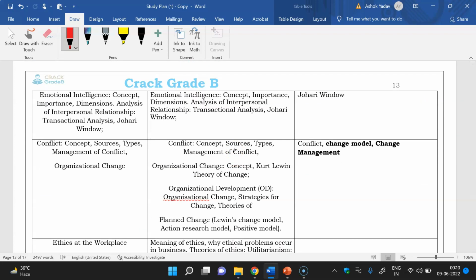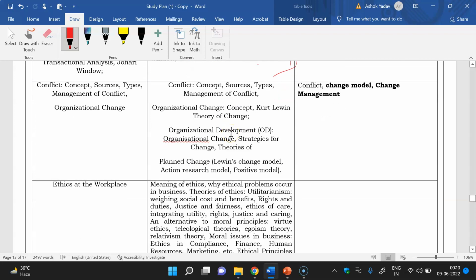Emotional intelligence, Johari window, transactional analysis. You have to study the basic concepts, so that at least you can answer the question in the paper. Last time a change model related question was asked: Kurt Lewin's theory of change was asked. So this is also important.